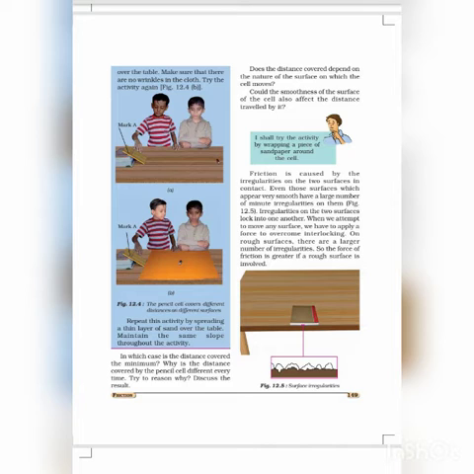Now, friction is caused by the irregularities on the two surfaces in contact. Smooth surfaces also have a large number of irregularities. Refer to figure 12.5. Irregularities on the two surfaces lock into one another. To move an object on a surface, the force applied has to overcome the interlocking. A rough surface has more irregularities, so the force of friction is greater. A smooth surface has fewer irregularities, so the force of friction is less. So, the irregularities seen on the surfaces determine how much friction will be produced on each of the surfaces or each of the objects.